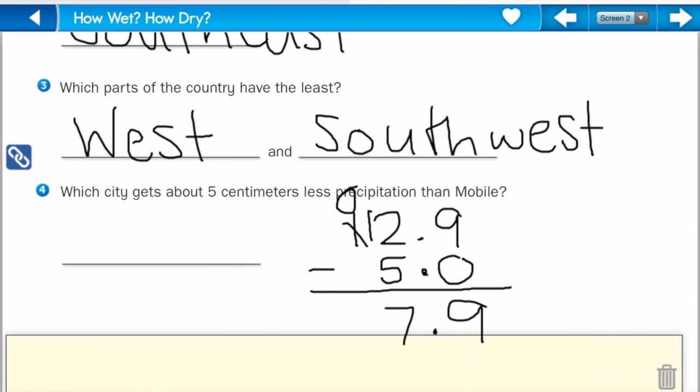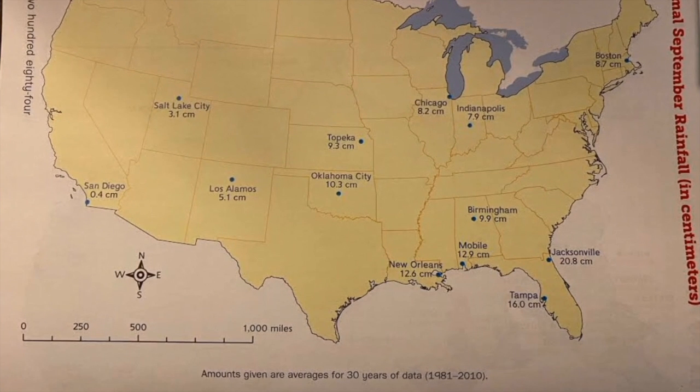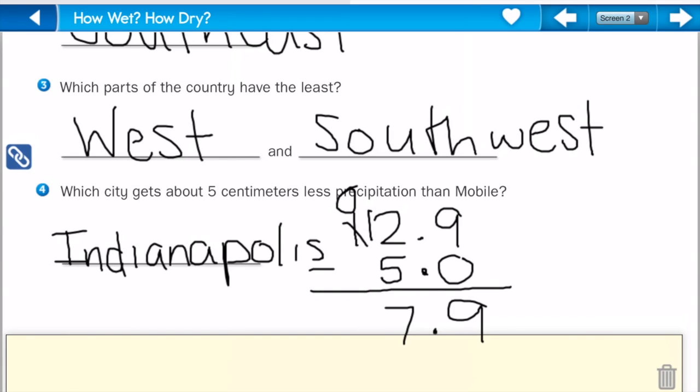So let's look and see which city has about 7.9. Well, I'm looking on my map here, and I see that Indianapolis has about 7.9. Go back. So I'm going to write Indianapolis. All right, let's go to our third screen.